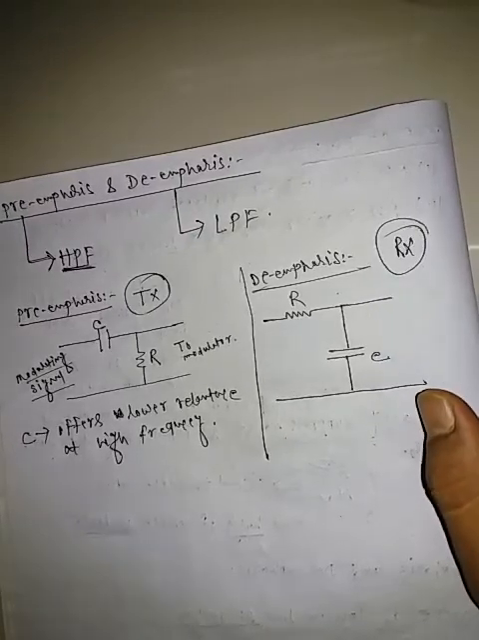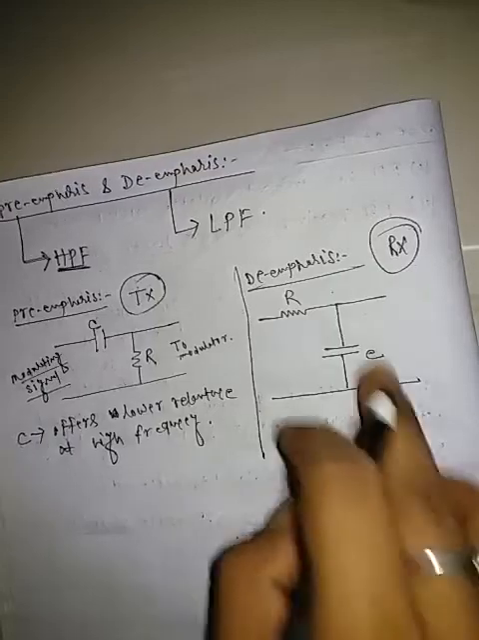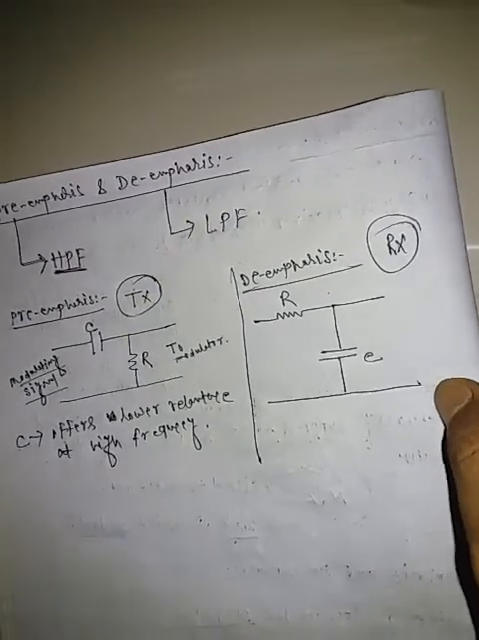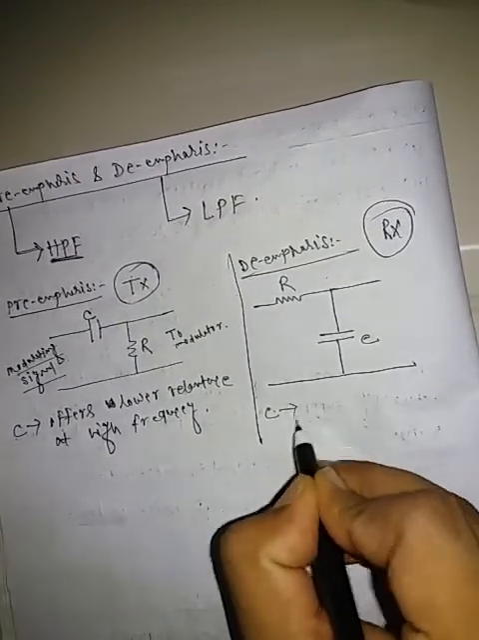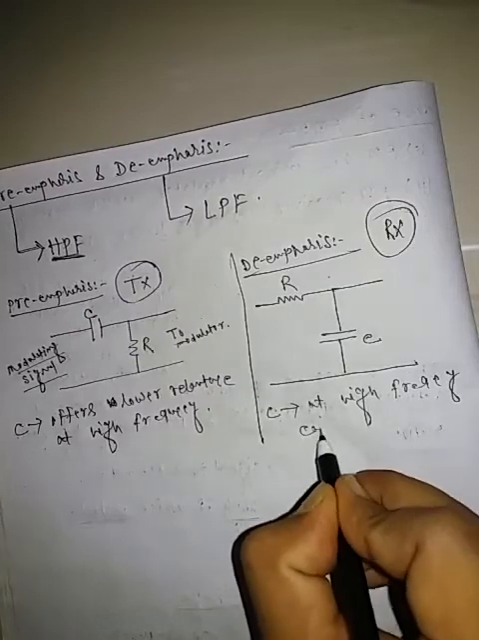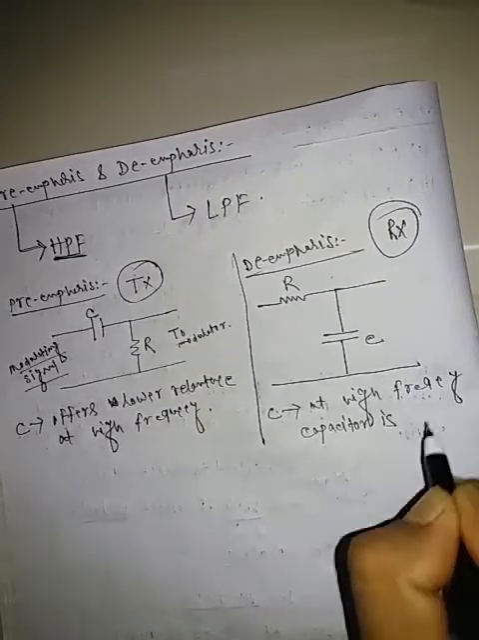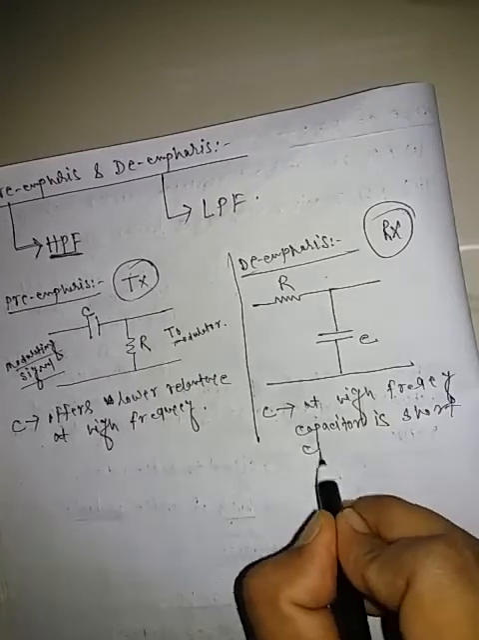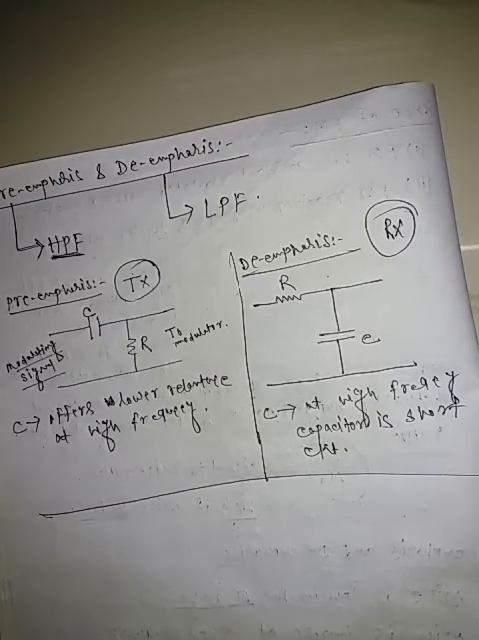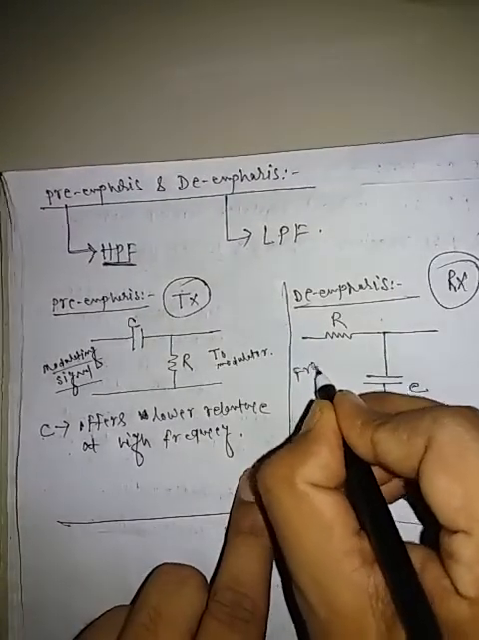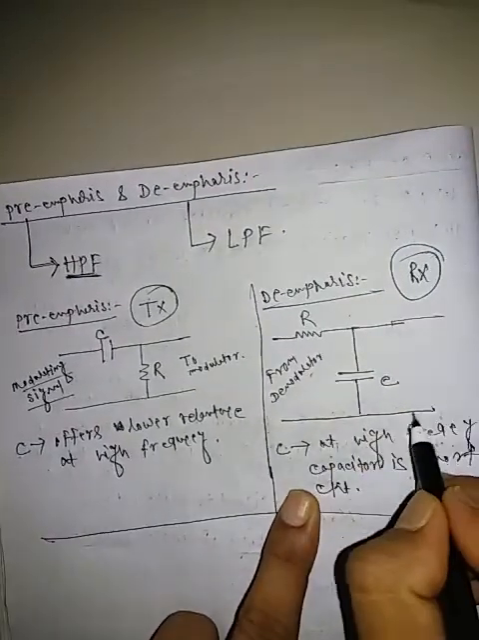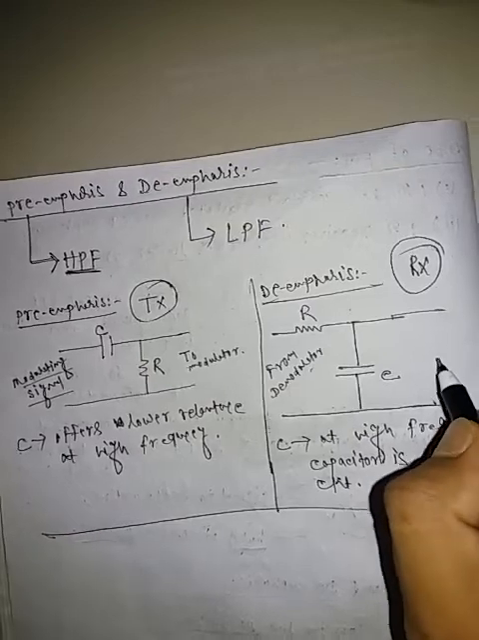A low pass filter passes the low frequency components and blocks the high frequency components. So at high frequency the capacitor is short circuited, and the low frequency is passed and high frequency is blocked. This is from the demodulator, the output of the demodulator, and after this, the output of the de-emphasis is the original signal.